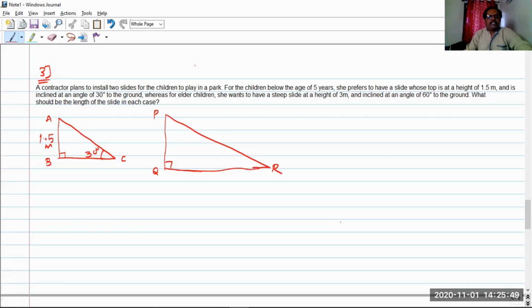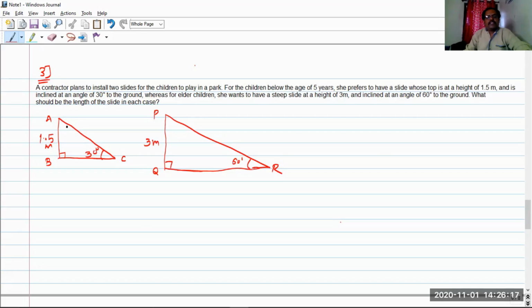The second one is inclined, whereas for elder children she wants to have a steep slide at a height of 3 meters. So the height of this slide is 3 meter and it is inclined at an angle of 60 degree to the ground. So this situation is given. The question is, what should be the length of the slides in each case?